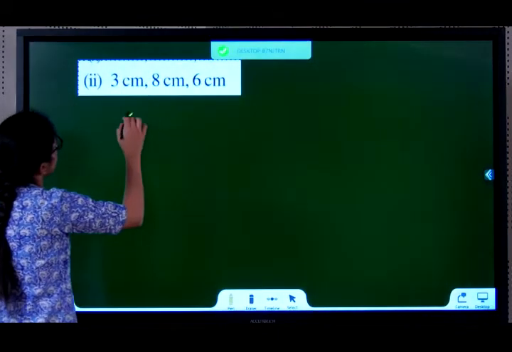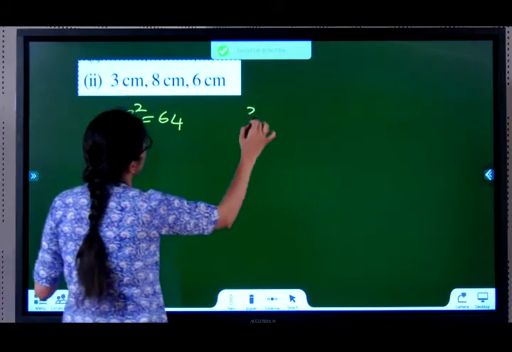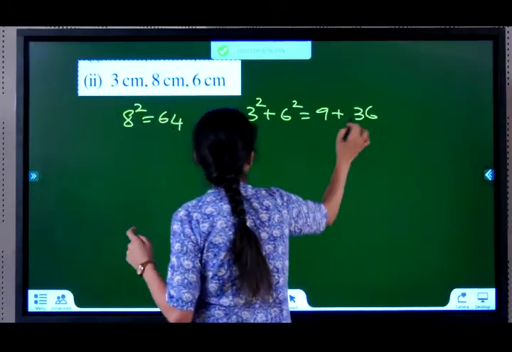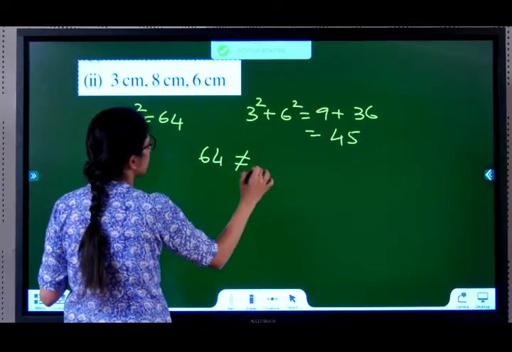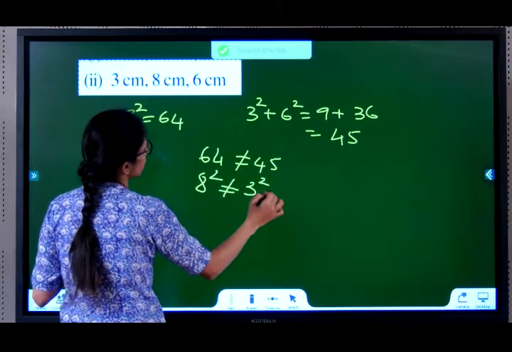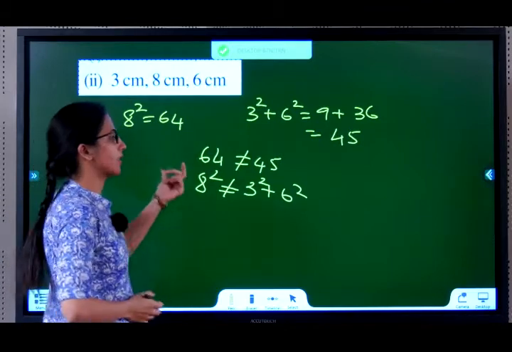3, 6, 8. 8 is the longest side. So 8 square is 64. 3 square plus 6 square is 9 plus 36, that is 45. 64 is not equal to 45. So 8 square is not equal to 3 square plus 6 square. Therefore, we can say that this is not a right angle triangle.